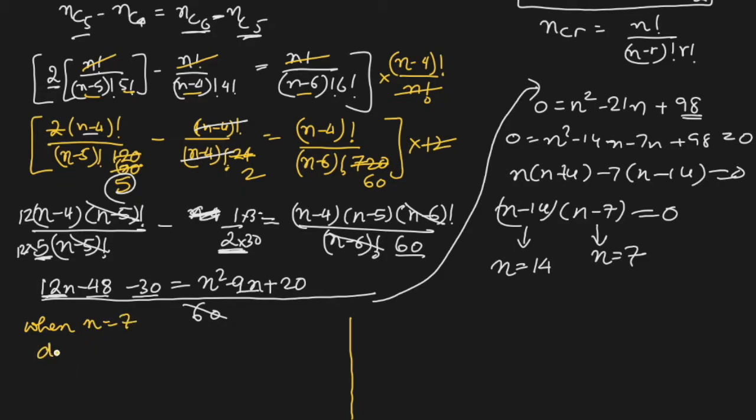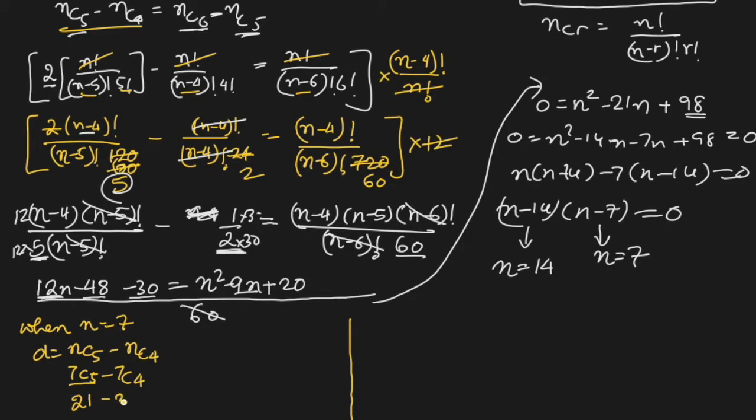So D will be, we can take any one. Let's take this one, nC5 minus nC4, which is 7C5 in the first case minus 7C4. So 7C5 is 21 and 7C4 is 35. So that means D is −14 in this case.